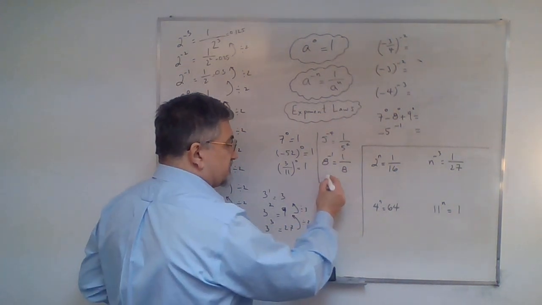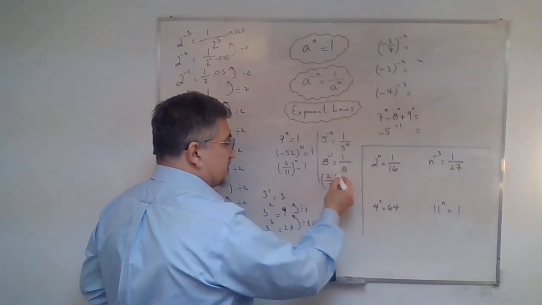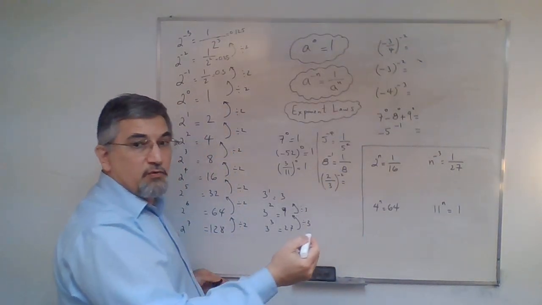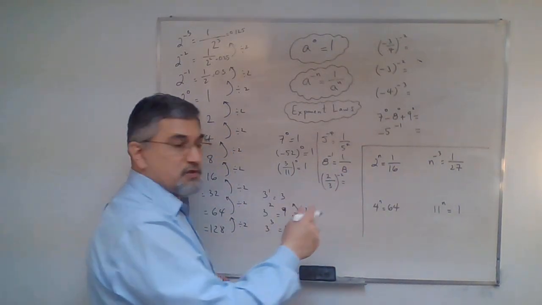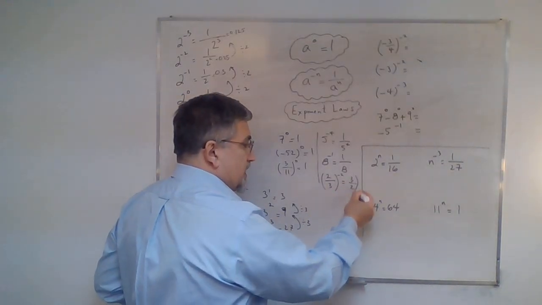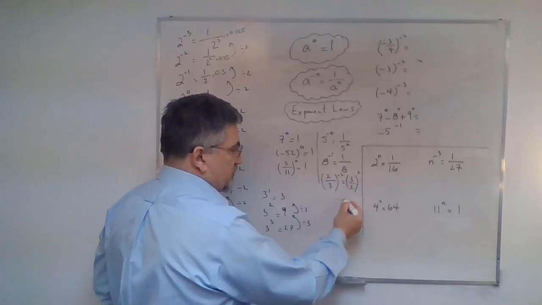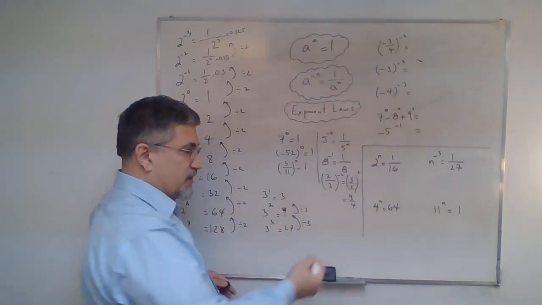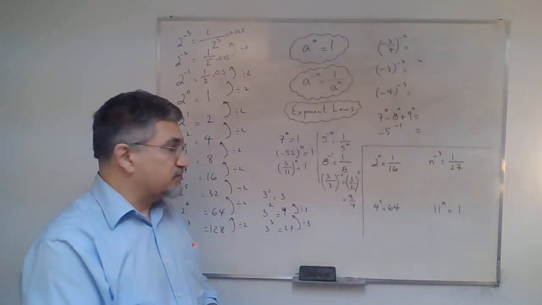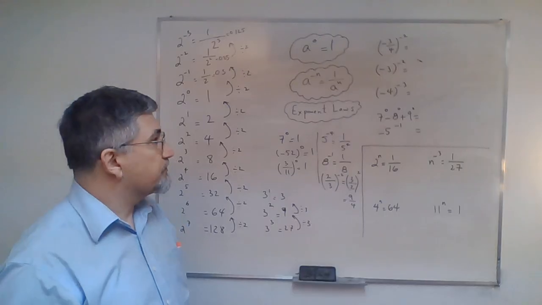If you have a fraction, for example, 2/3 raised to the exponent of negative 2, that will be equal to the reciprocal of the fraction, which is 3 over 2, and then raised to the exponent of positive 2. All right, and then, of course, we know the answer is going to be 9 over 4, because you raise the numerator and the denominator both to the exponent of 2.